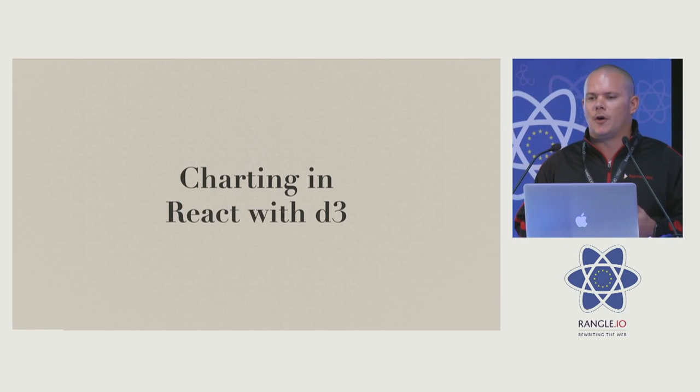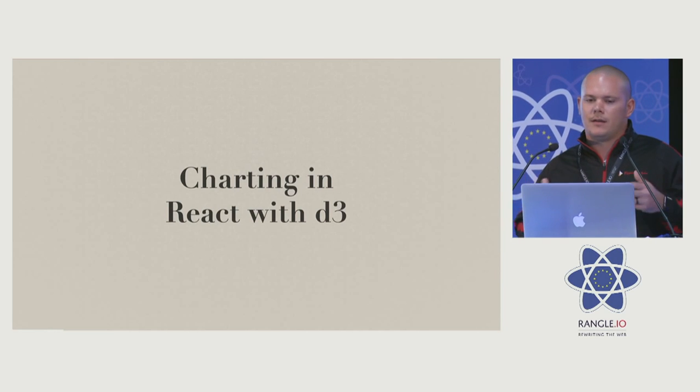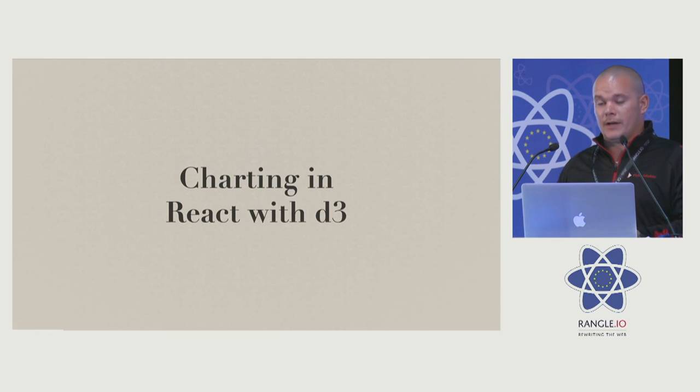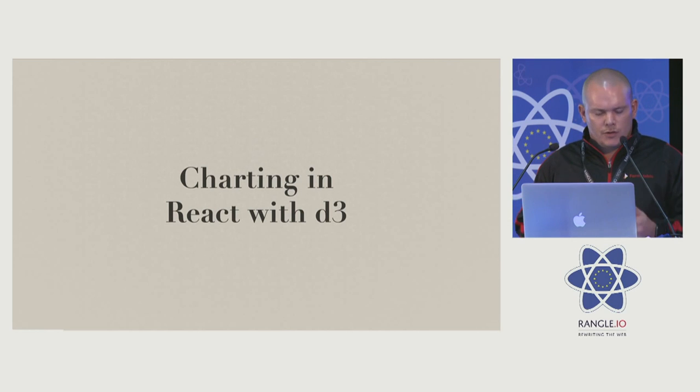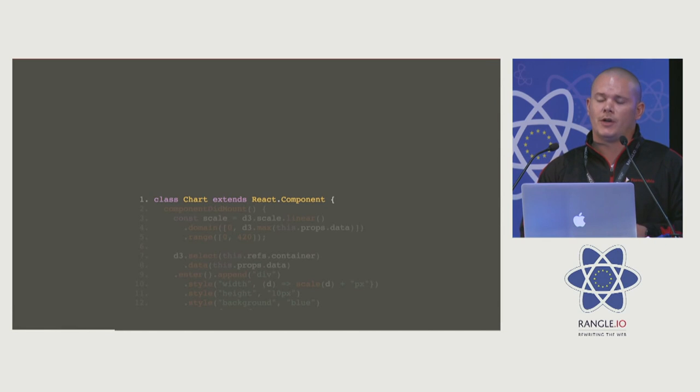There's two ways that you can go about doing that, because D3 gives you your data transformation, your math, and it also renders your charts to the DOM. And React also handles rendering. So there's two ways that you can go about it. The first is manual DOM mutation, where you're going to let D3 own its portion of the DOM.